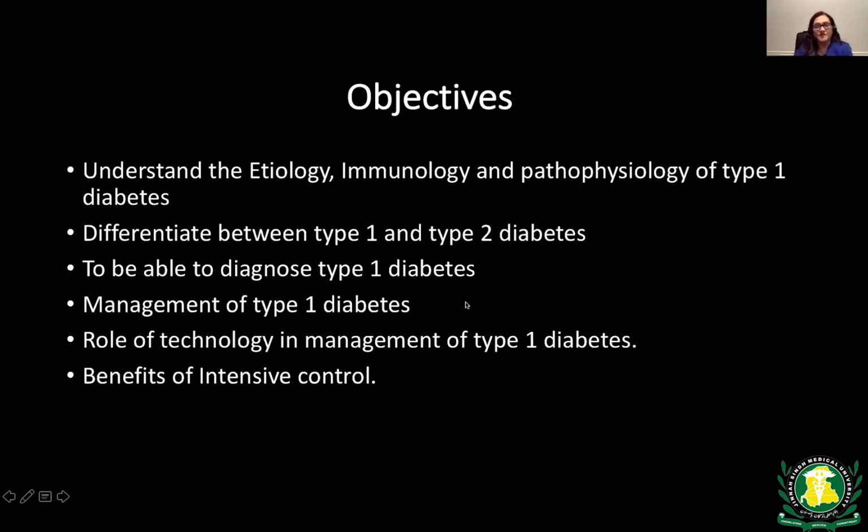So, our objectives here are to understand the etiology, immunology, and pathophysiology of type 1 diabetes. We will talk about how to differentiate between type 1 and type 2 diabetes. We will see how we can diagnose type 1 diabetes. Then we will be talking about different aspects of management of type 1 diabetes. We will be touching upon the use of technology in the management of type 1 diabetes, and then some benefits of intensive control.